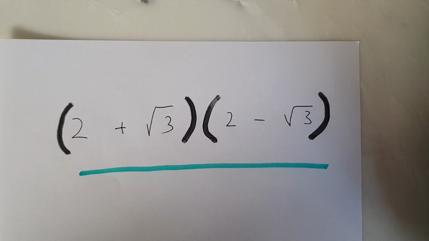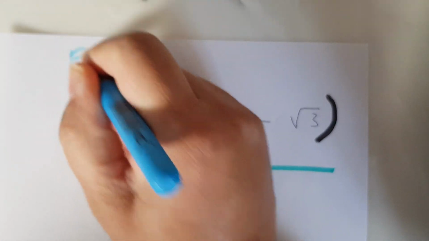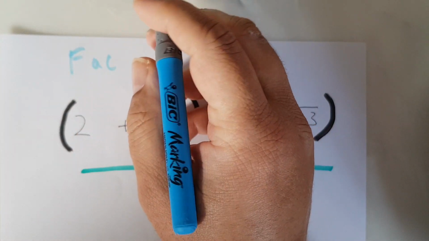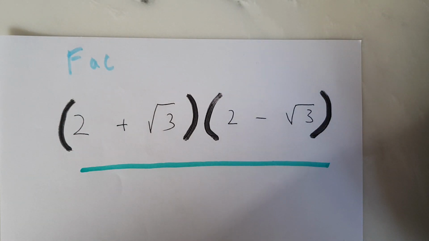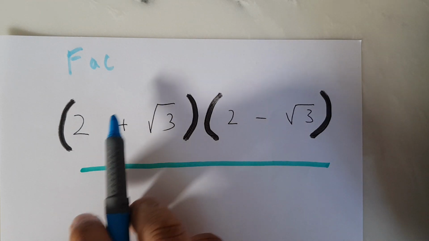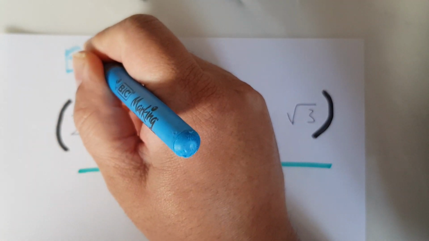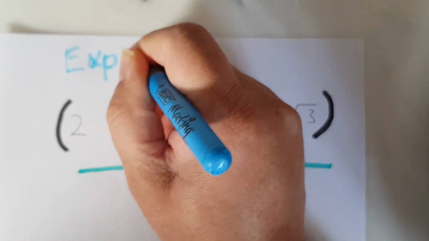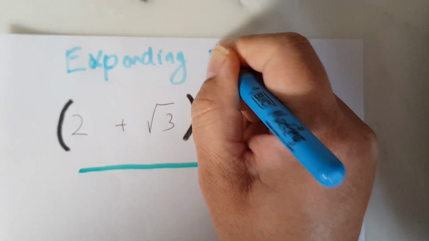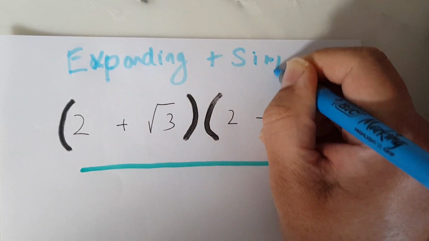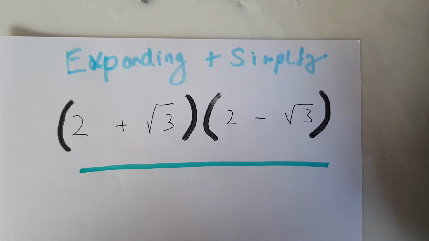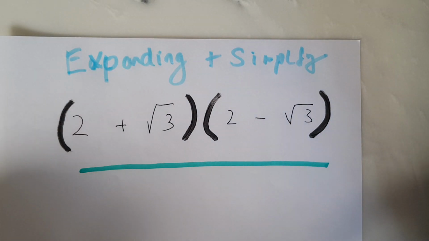Let me write this down. Not factorizing surds, sorry, we're expanding and simplifying surds. They're already factorized, they're in the brackets. So we're expanding. Let me just change this to expanding and simplifying, okay? Expanding and simplifying, okay?